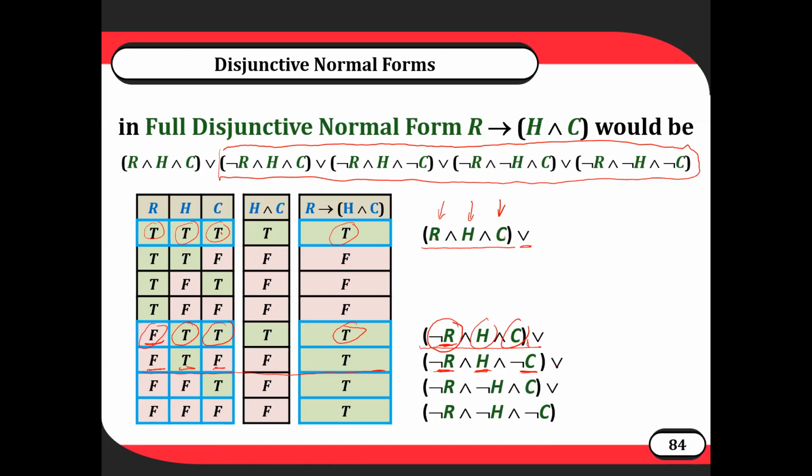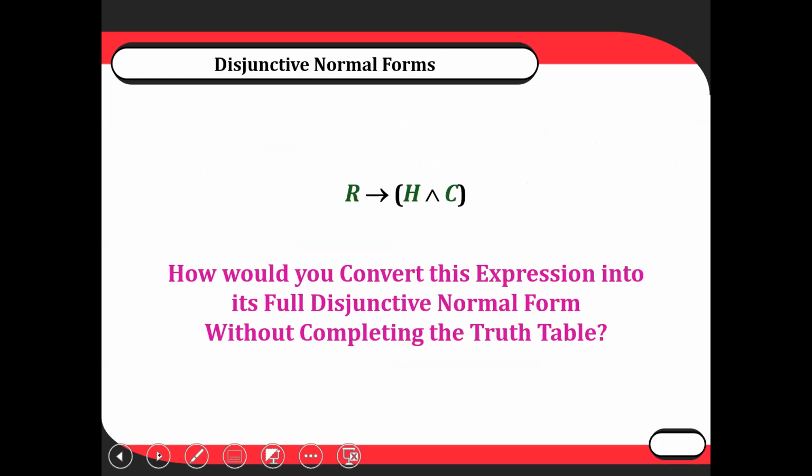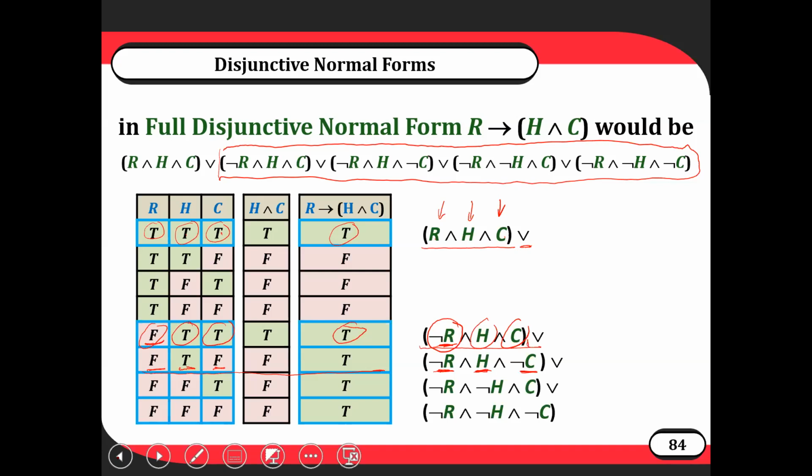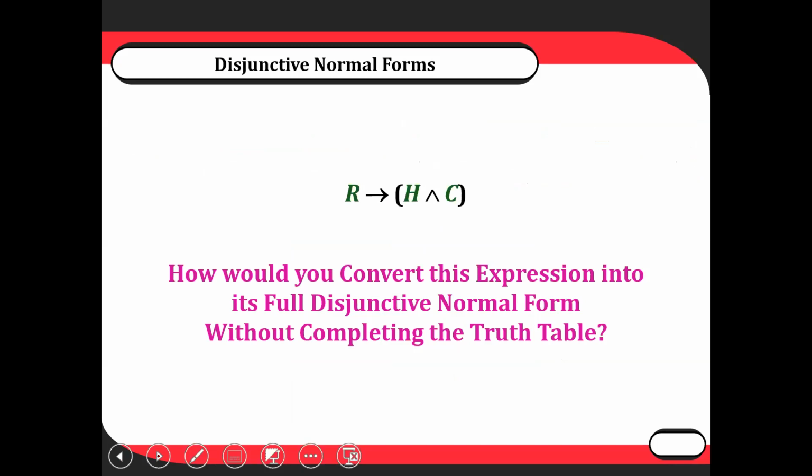Can everybody see how this works? Any questions on this part, on why these are equivalent? All right. So we can see that it's equivalent using the truth table, and we're going to get to the question in a minute. But first, we're going to convert this expression into its full disjunctive normal form without completing the truth table. Well, we're not going to do all of it because it's really long, but we'll show you how you would do it.